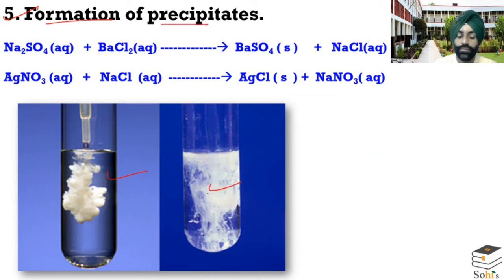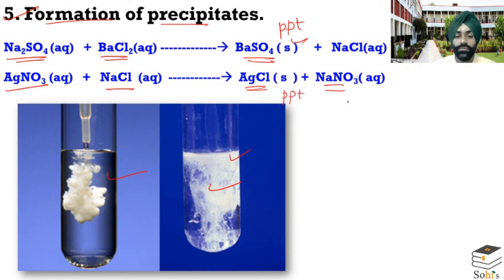These are the precipitates, right? So, example, sodium sulfate combined with barium chloride. Barium sulfate precipitates are formed, white color precipitates are formed, so it is a chemical reaction. Another example, silver nitrate when combined with sodium chloride, it gives silver chloride. It's also a white color precipitate. And sodium nitrate is formed. This is also a chemical reaction.